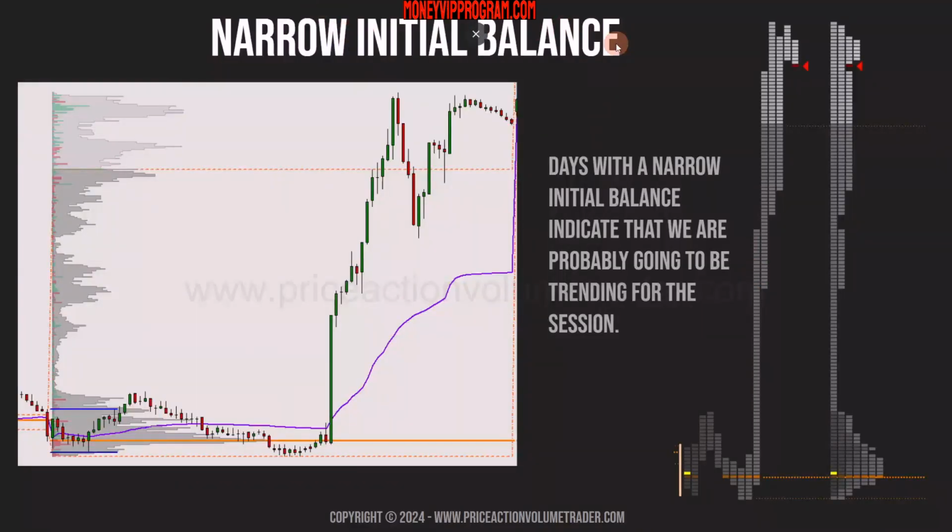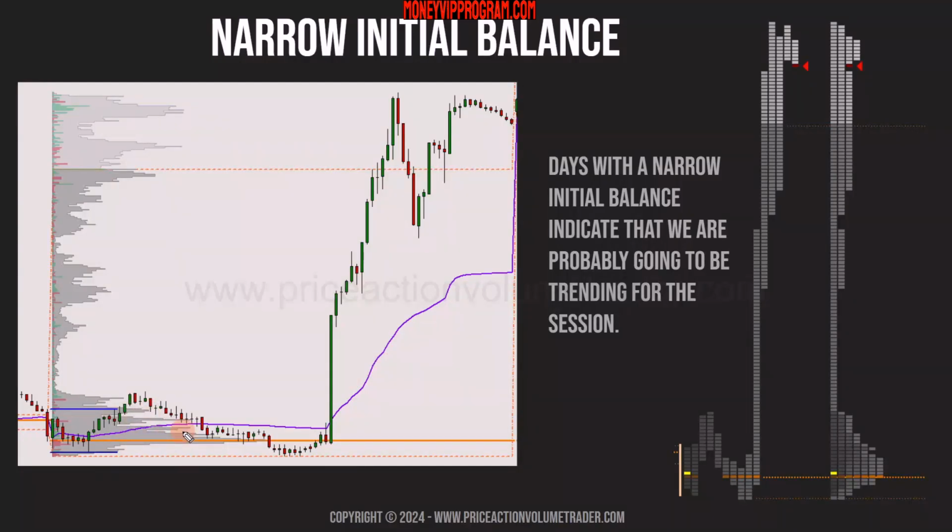When we have a narrow initial balance, these are days that indicate we're probably going to be trending for the session. Why? Well, because it makes sense. If we have a narrow balance, there's a lot more chance we're going to see a breakout in some direction, okay? This example right here was on a news event, and I don't remember which, but you can see just from the size of this candle, there was obviously a very important data release that caused this reaction in the market.